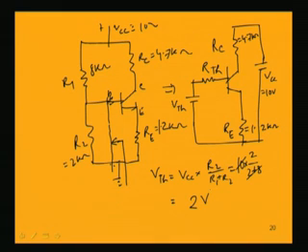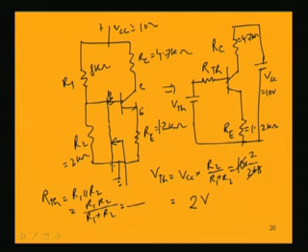V Thevenin is 2 volt and R Thevenin is R1 parallel R2, that is R1 R2 by R1 plus R2. So, multiplying 8 and 2, 8 into 2 by 8 plus 2, 16 by 10, 1.6 K. So, I get 1.6 K as R Thevenin and I get 2 volt as V Thevenin.